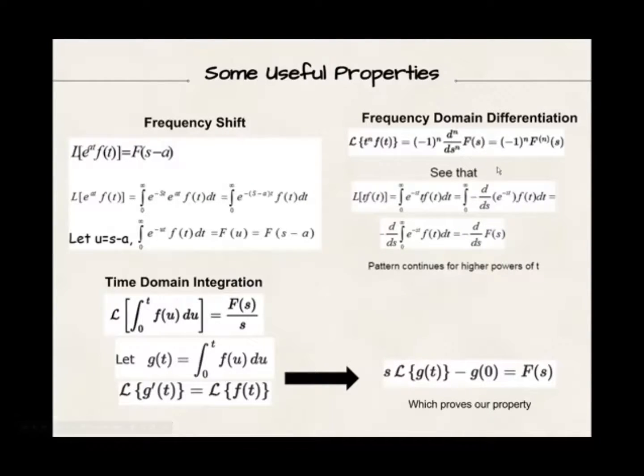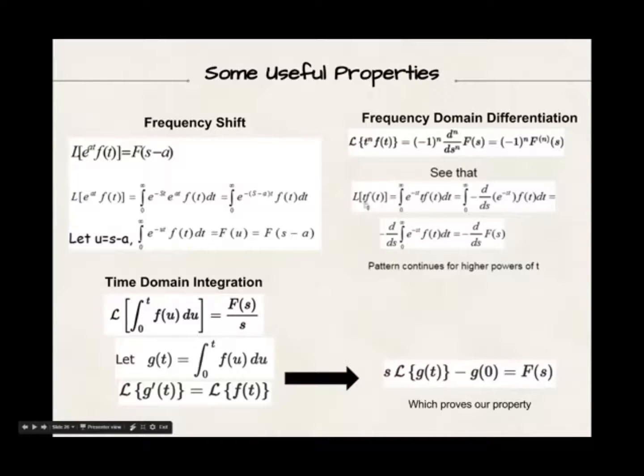We then have the frequency domain differentiation. So we have the Laplace of t to the n times f of t. We then find that this is equal to negative 1 to the power of n, differentiated n number of times, of F of s.